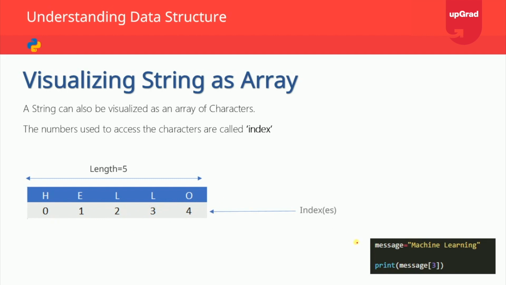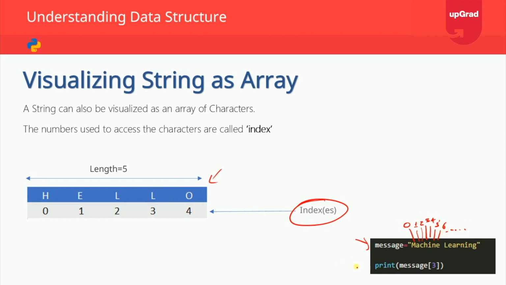Let me give you an example here. I have declared a variable called message. The value of this message variable is machine learning. Every time we see a string variable, we have to visualize its value as a set of characters, or a character array, where each character holds a position or a number, which is also called an index. The index is used to access a specific character. If we follow this visualization, then the letter M would be at index 0, A would be at 1, C would be at 2, H would be at 3, I would be at 4, N would be at 5, and so on.